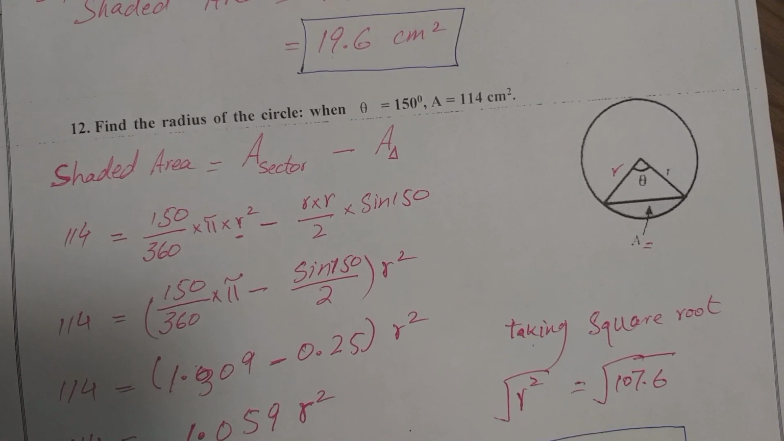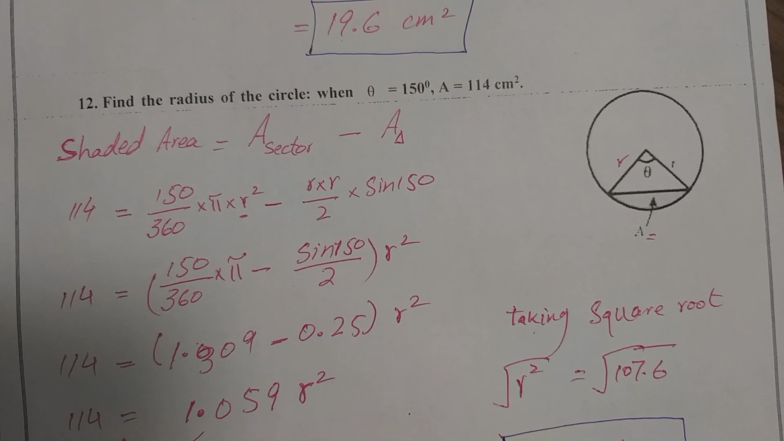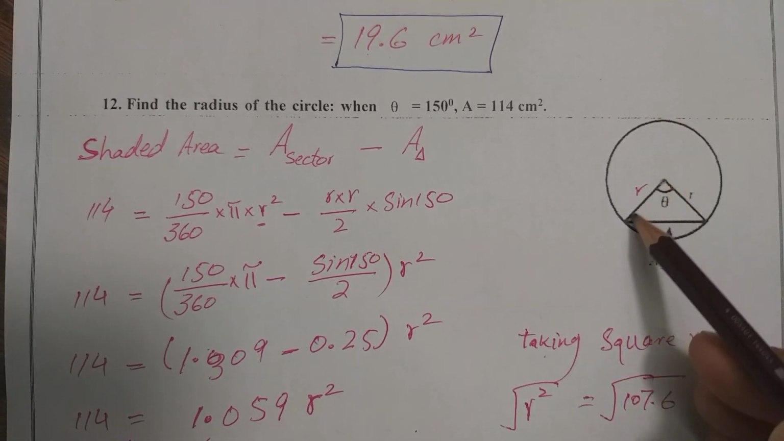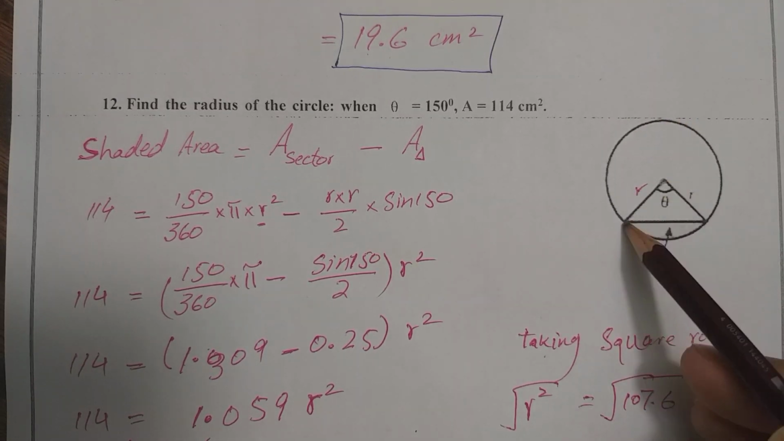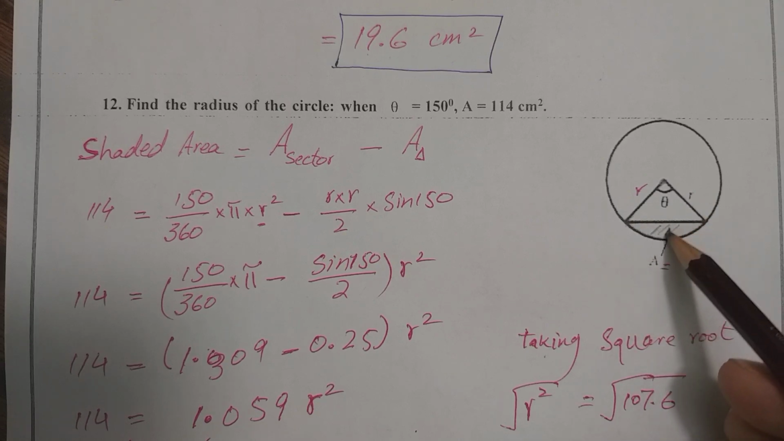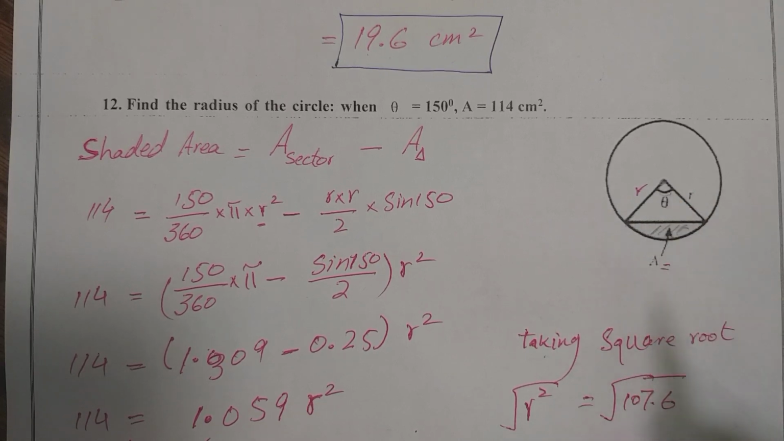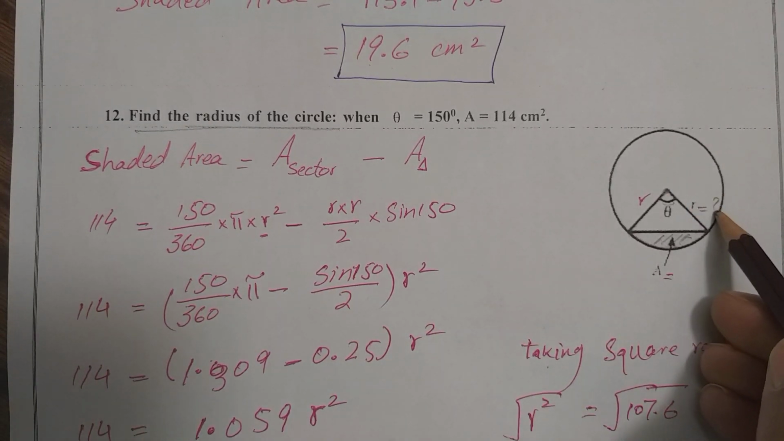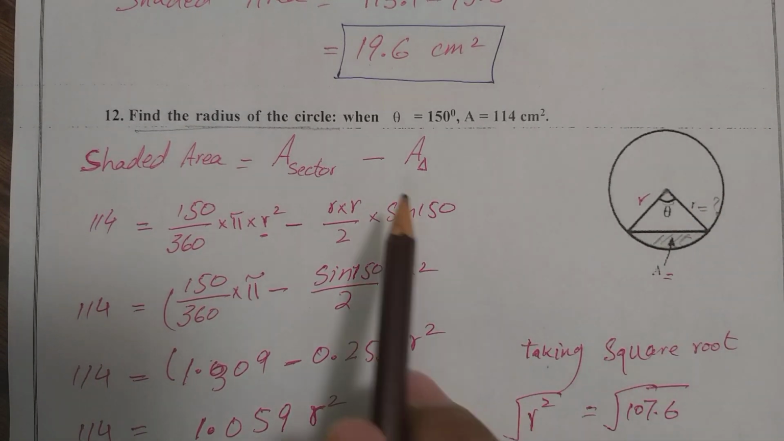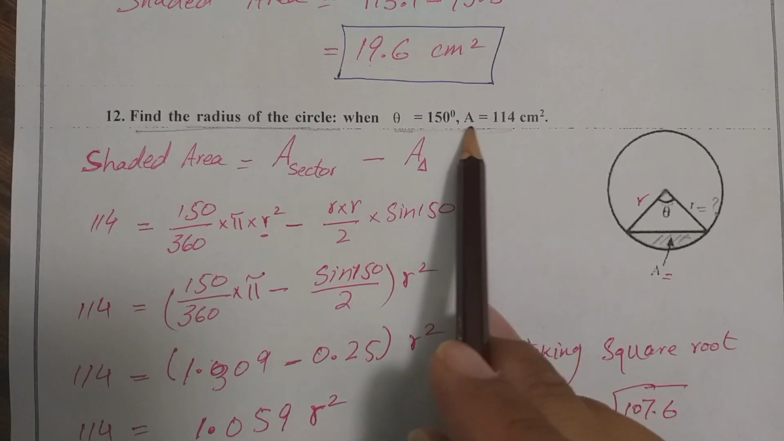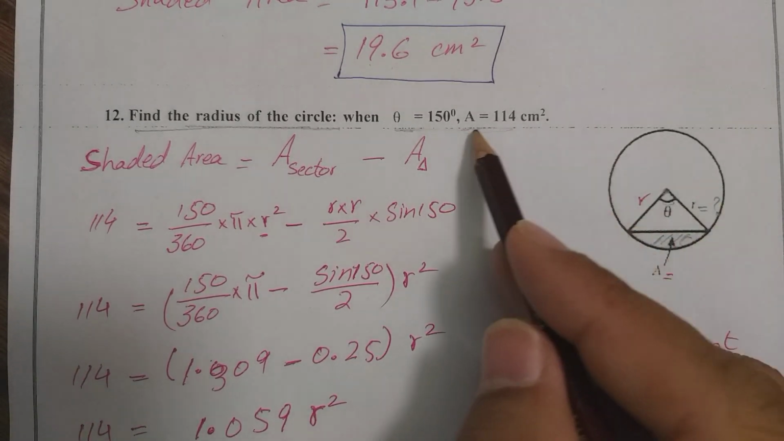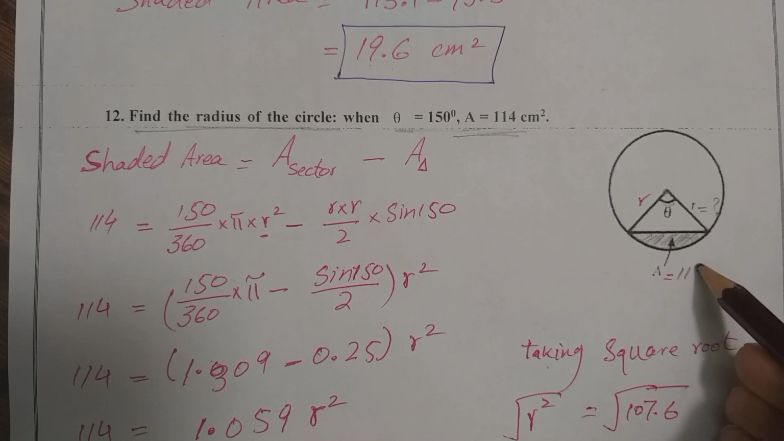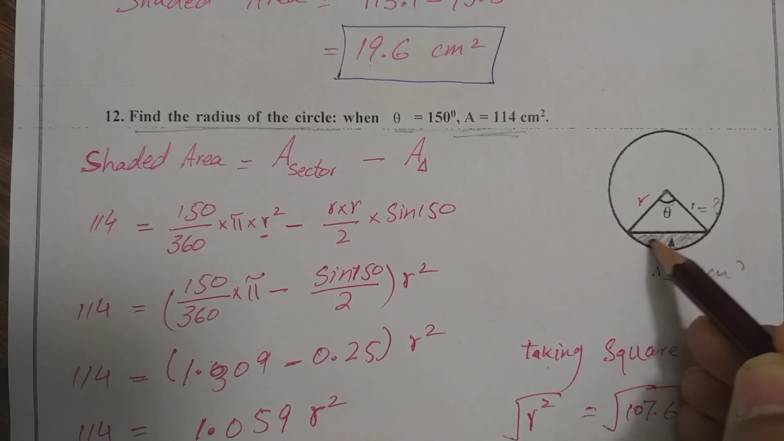Okay, the last question of this sheet, question number 12. In this question, we are given the circle, and again we are given the radius and the sector, minor sector, and the theta. So what we need to find is the radius of the circle. Theta is 150, area 114. So this is the area of the sector. This is the minor sector. We are given area 114 centimeter square, this area only.